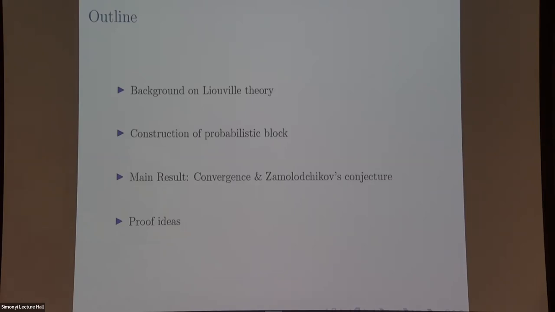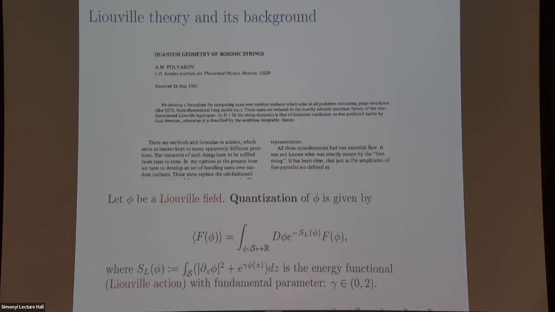Okay, so we'll start with the background on Liouville theory. Liouville conformal field theory has been around for a long time, and it took its modern form because of the work of several people. But possibly it originated from the seminal work of Polyakov in 1981. I took an excerpt from the first page of the paper. I was looking at it, trying to understand the motivation behind postulating this Liouville theory. The goal was to understand how to develop an integration theory over random surfaces, or integration over random maps defined on a two-dimensional Riemannian surface.